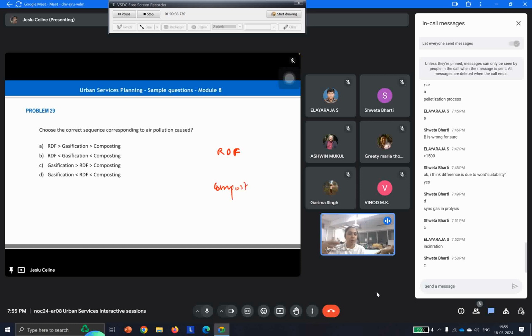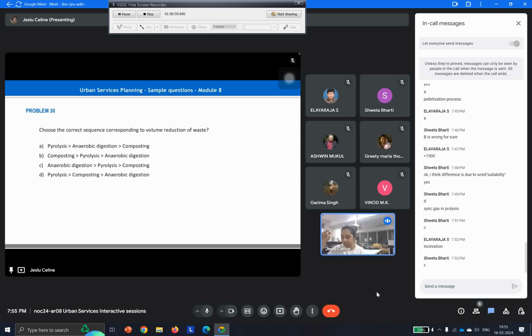we're not doing anything. We're just putting it for composting, and we're not burning, or we're not emitting any harmful gases or any greenhouse gases. Then in between comes our gasification. So option A, RDF, gasification and composting is the correct sequence. Right. Let's proceed on to the next question.